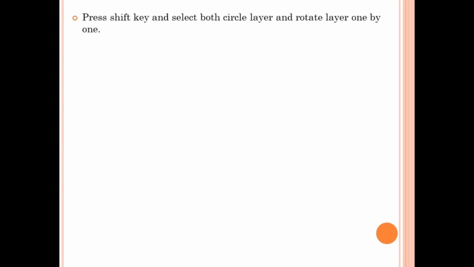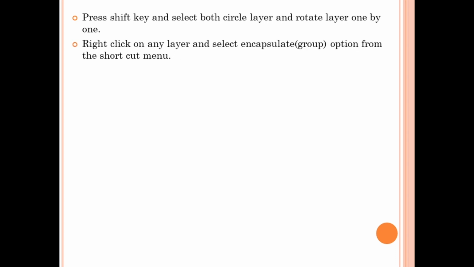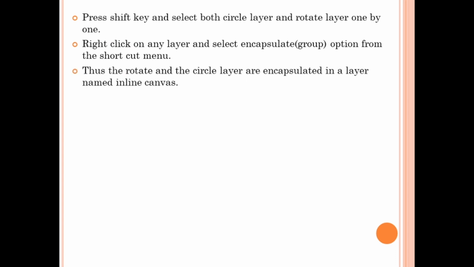Now press the shift key and select both the circle layer and rotate layer one by one. So you have to hold the shift key. First of all click on the circle layer, then click on the rotate layer. Both the layers will get selected. Then right click on any layer and select the encapsulate or group option from the shortcut menu. In your version the option is group. Thus the rotate and the circle layer are encapsulated in a layer named inline canvas.